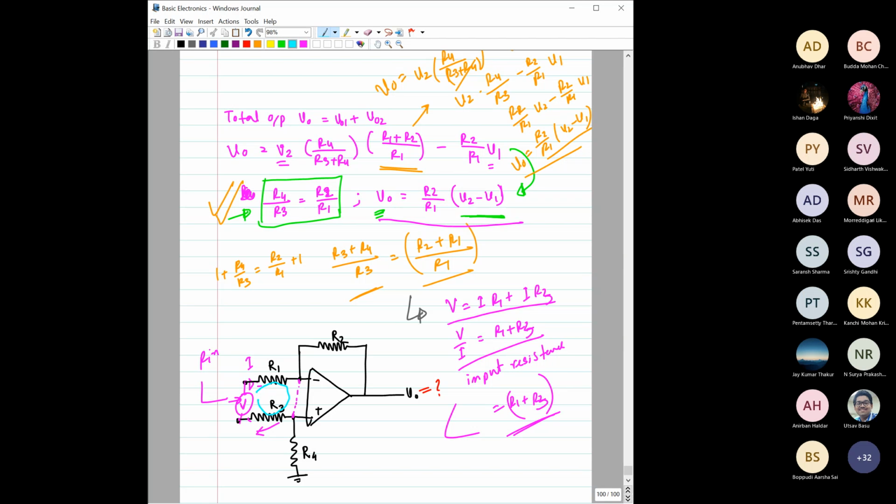Whatever V is, a known voltage, say a 1 volt battery. You have connected a 1 volt battery, and you see what is the current that is being supplied by the battery. So it is the voltage divided by the current, that is basically the internal resistance. You are seeing the internal resistance from here.